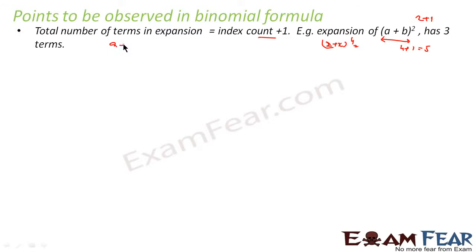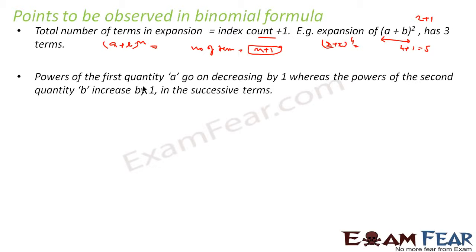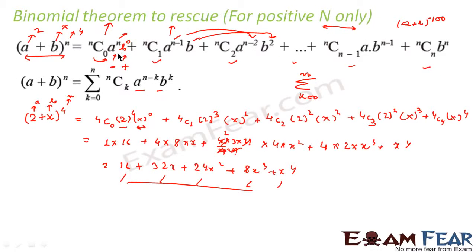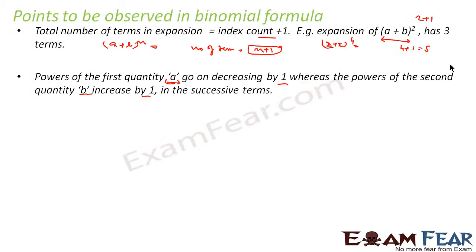So the general formula is, in the expansion of (a plus b) to the power n, the number of terms is equal to n plus 1. Please note, the number of terms is 1 greater than the index. Also, the power of the first quantity goes decreasing by 1, whereas the power of the second quantity b increases by 1. If you see here, the power of a is decreasing: a to the power n, a to the power n minus 1, n minus 2, and here it is 1 and 0. But the power of b increases from 0, 1, 2, and goes to n.